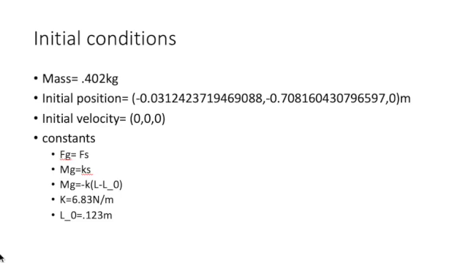We also had to calculate the at-rest length of the spring. We do this by setting the force of gravity equal to the spring force when it's at rest, and from there we were able to rearrange the spring equation and calculate that the at-rest length of the spring is 0.123 meters.